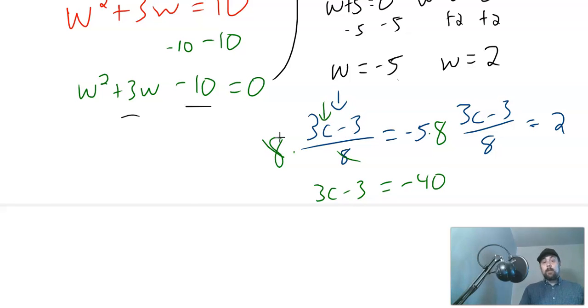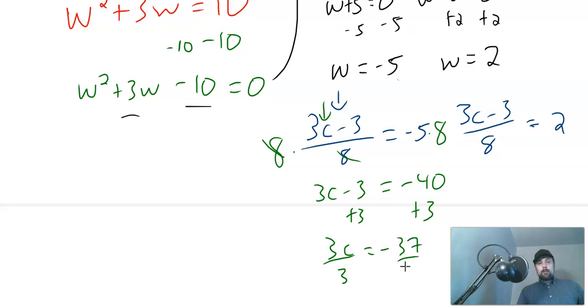You have to pick one. Either you let it cancel out or you distribute it. You make the choice, but the best choice there is to let it cancel out. Right? And then you add 3 to both sides. And so we'll get 3c equals negative 37.